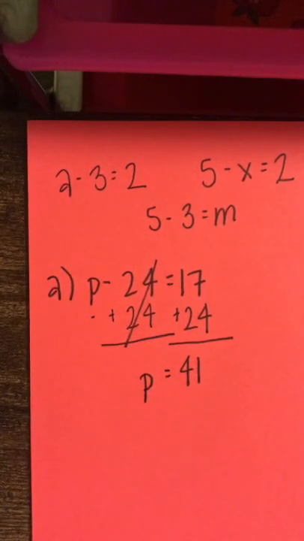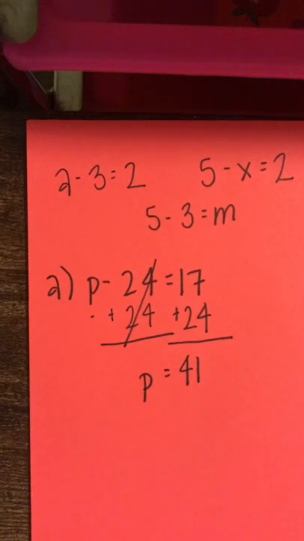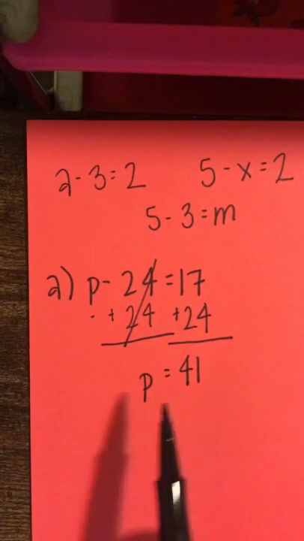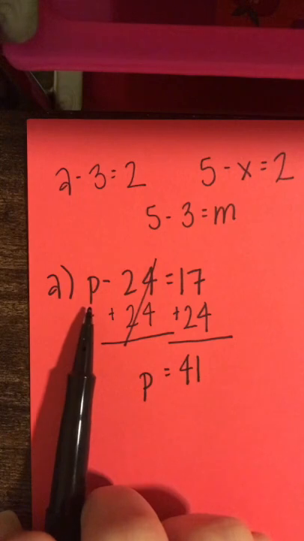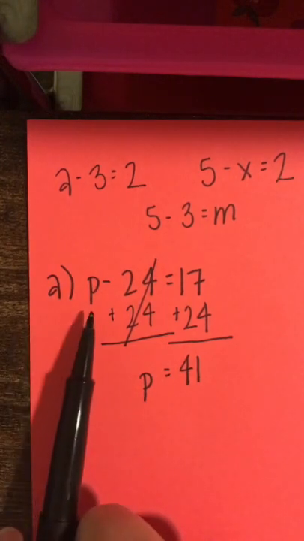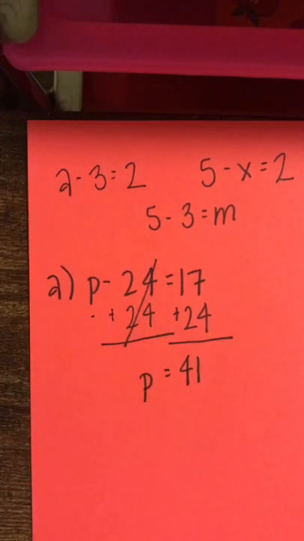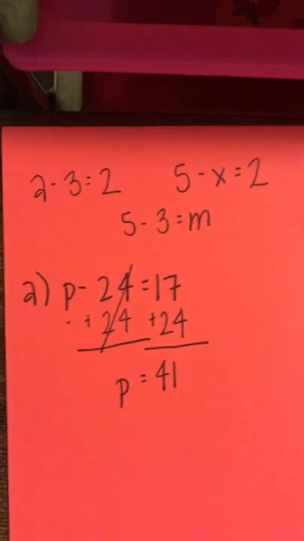And again, just like we did for the addition equations, you can plug 41 back up here into p, and you'll see that 41 minus 24 will give you 17, to make sure that you did your math correctly.